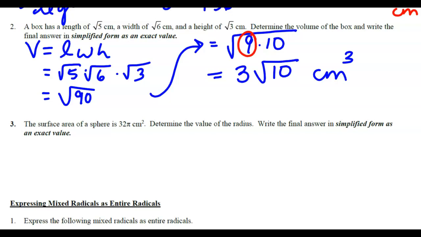So we would give it to you on this test. Once we do the measurement unit, then we'll give you a formula sheet that has the formulas. But here, surface area of a sphere is 4 pi r squared. So now we're told that the surface area is 32 pi.